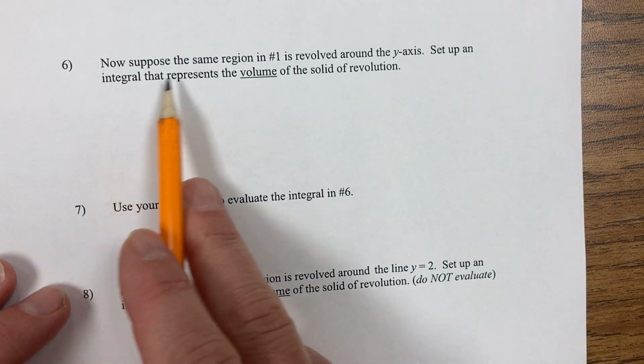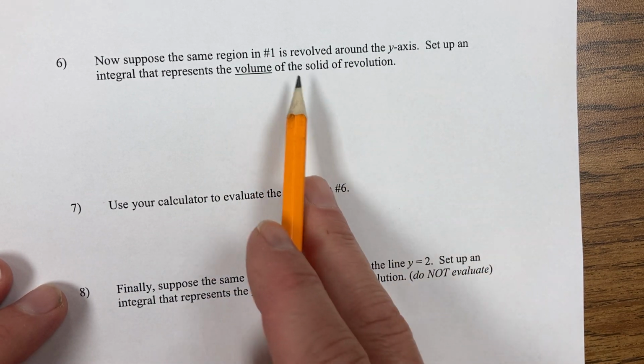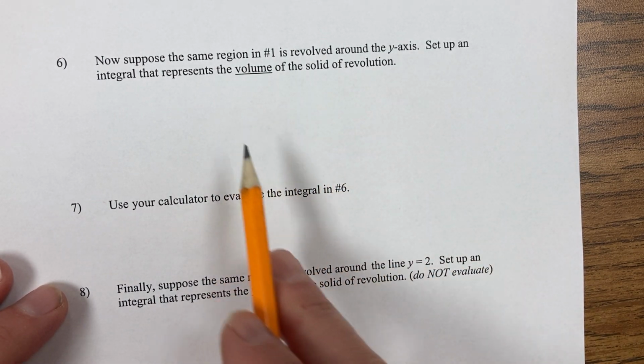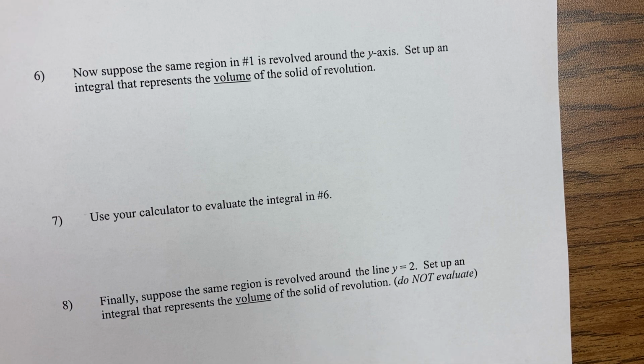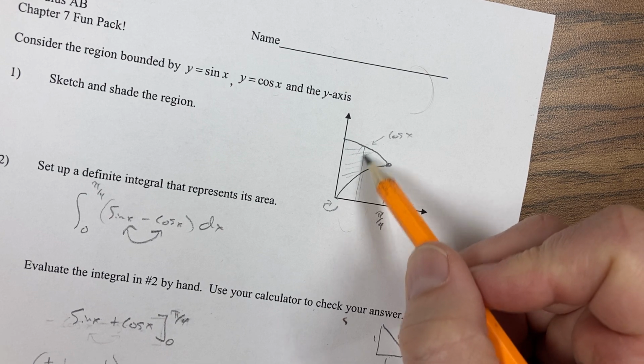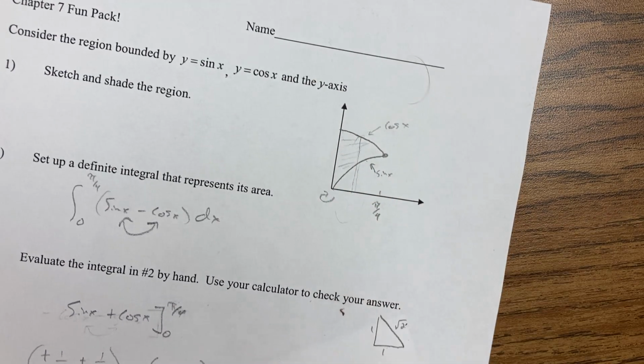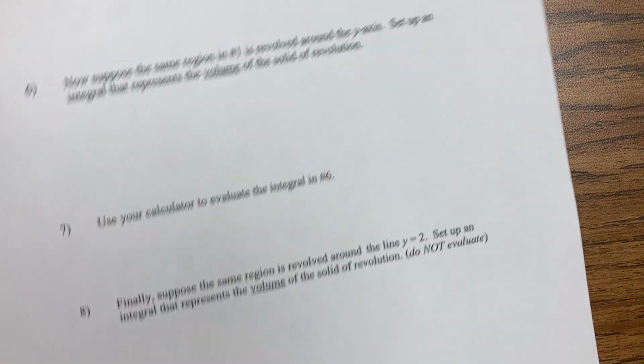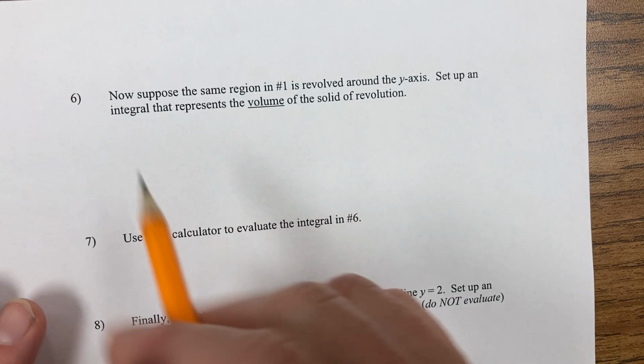All right, suppose the same region in number 1 is revolved around the y-axis. Can we set up an integral that represents the volume of the solid? So now we're taking the same region, but we're spinning it around the y-axis this time. So because of that, let's use a shell method approach, which is pretty easy for that kind of thing.